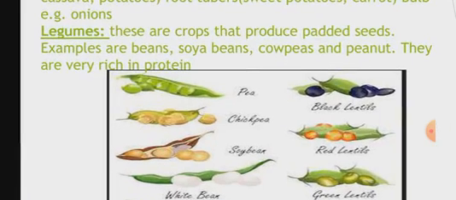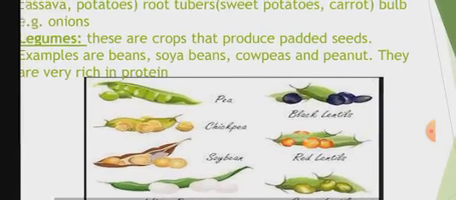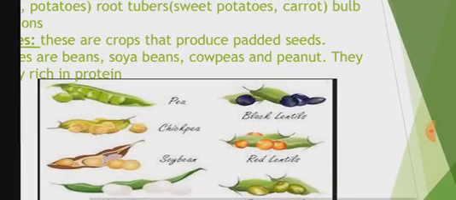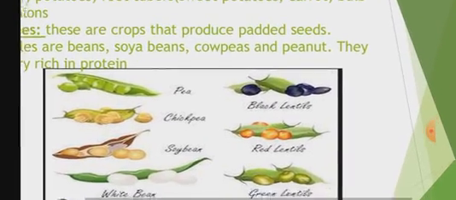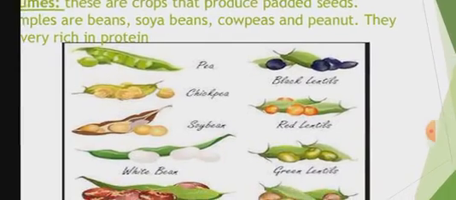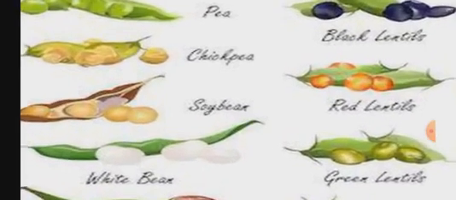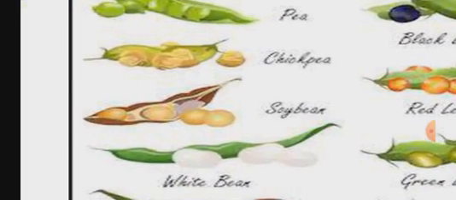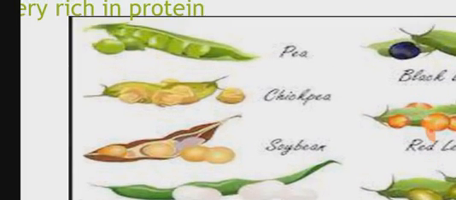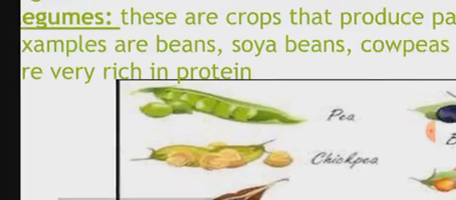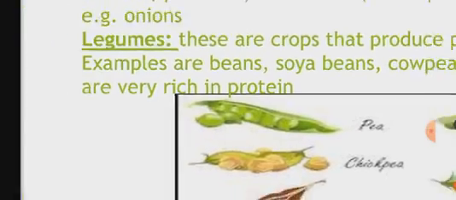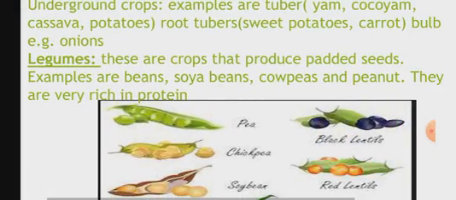Legumes. What are legumes? Legumes are crops that produce podded seed. What do you understand by that word, podded seed? Okay, look at the screen. These are seeds that are enclosed. You can see that there is something that covers it. So before it can be useful to us, you have to remove the back. Examples of legumes with podded seed are beans, soya beans, cowpeas, peanuts. They are very rich in protein. They are a good source of protein.